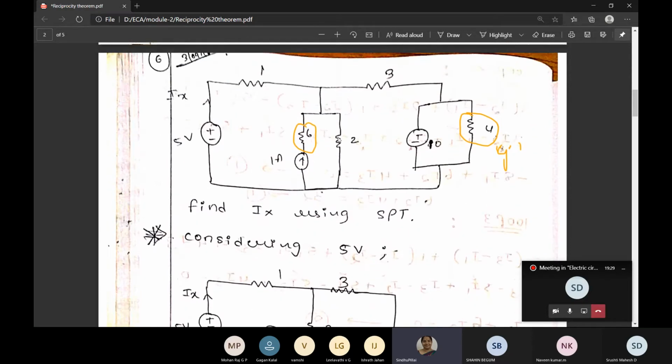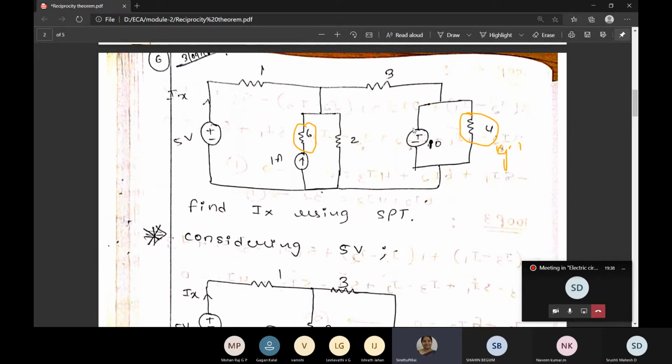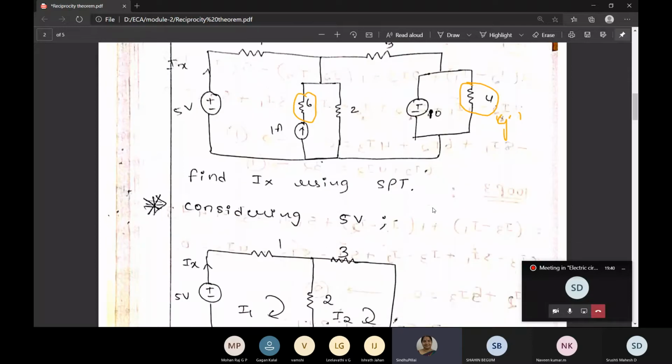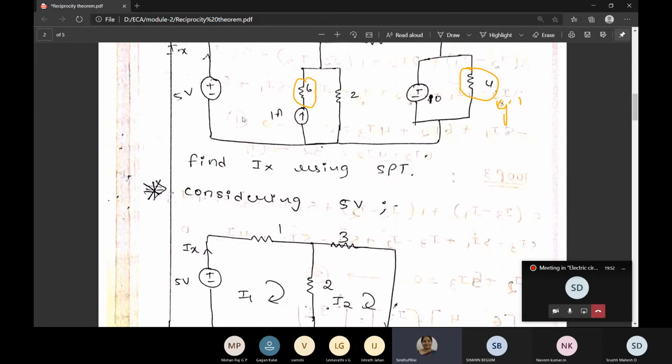And see, when you open the current source, you should not remove this 2 ohm branch. That should be there. Only this branch will go. So the 2 ohm resistor is there, and 1 and 3 are the other resistors, and this is completely short circuited, so you will have only one line here. We have to find out the Ix current. Ix is nothing but I1, so whatever I1 we get will be equal to the Ix current. That is when we consider 5 volts.